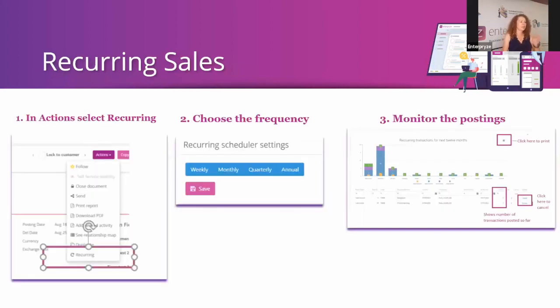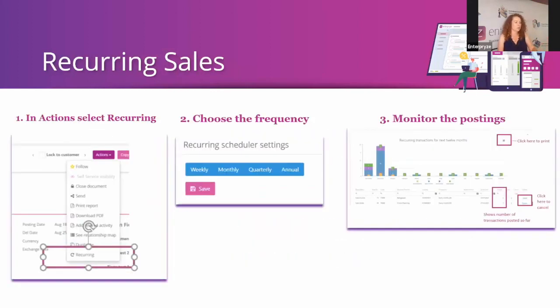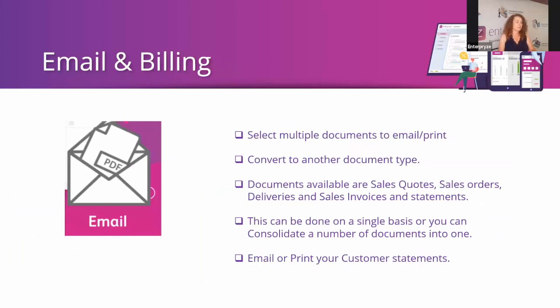So recurring sales is very simple. In actions, you simply select against your transaction, you simply select recurring, and then you choose the frequency, and then simply monitor the postings. So very simple. With email and billing, you get to select multiple documents, to print them, email them, convert them to another type. And it can be done on a single basis or it can be consolidated.